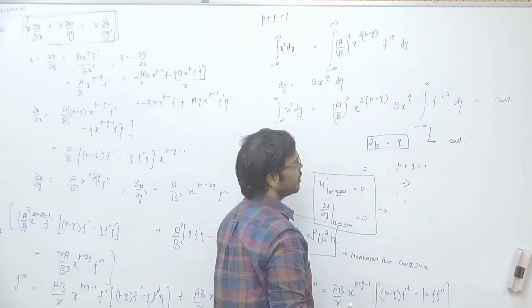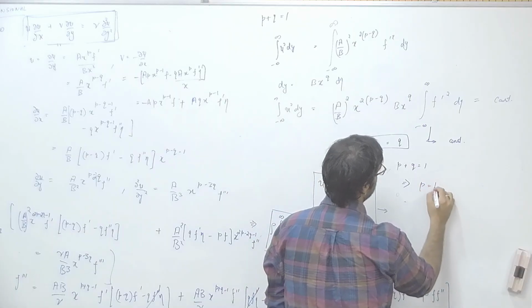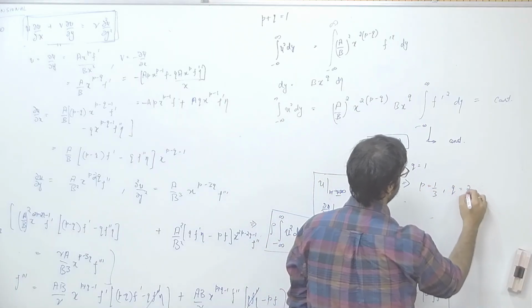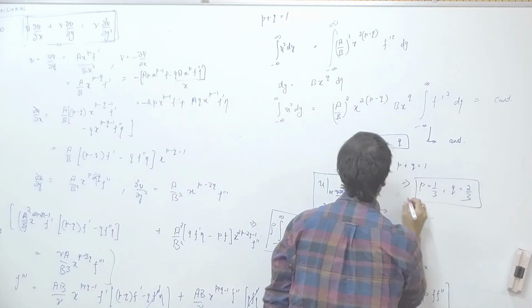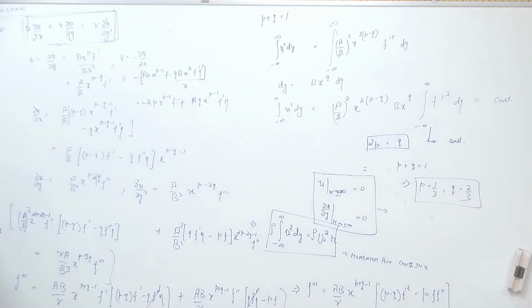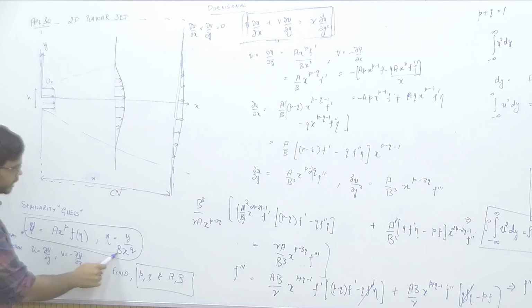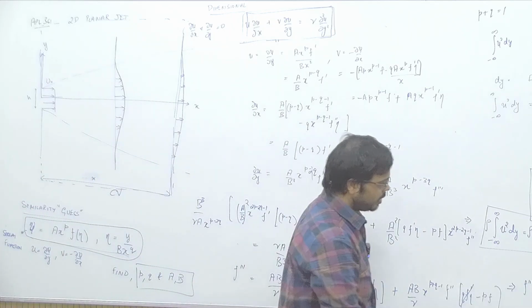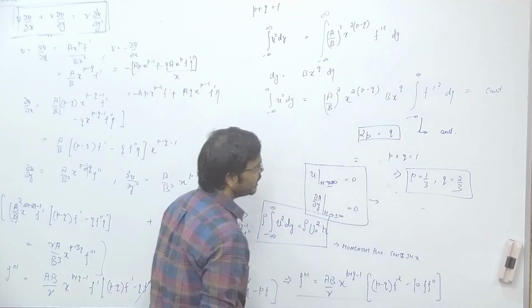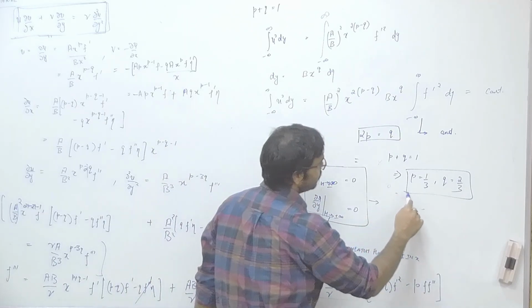So that means what? p is one third, and q is 2 by 3. So we have found the conditions under which we have a self similar solution to our equation, and notice what we had to use. We substituted this as similarity guess. This is the equation that we obtained, and then we have this.